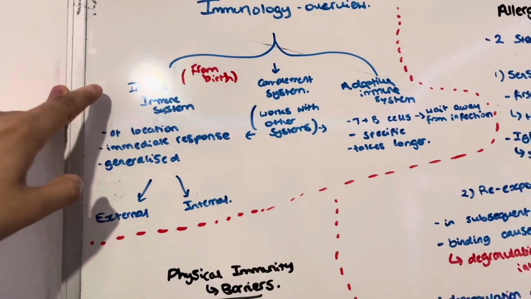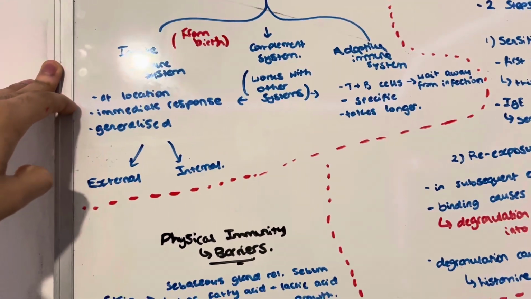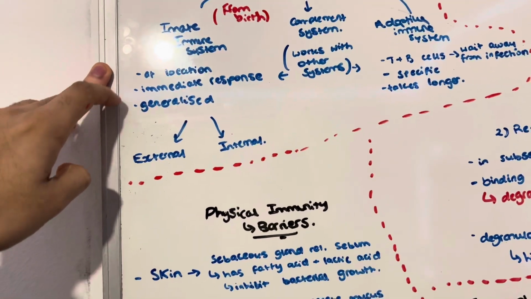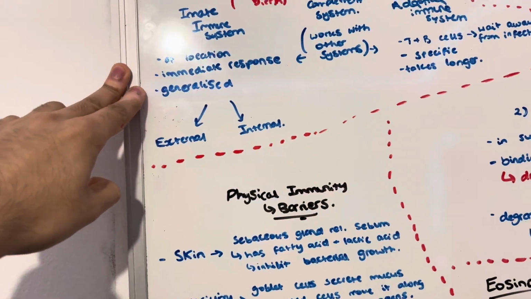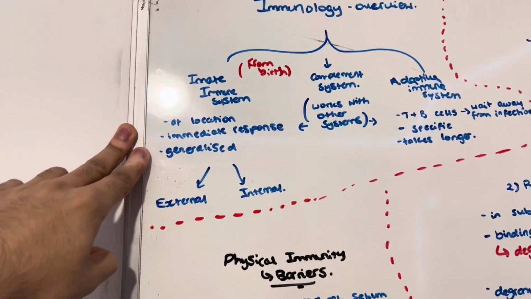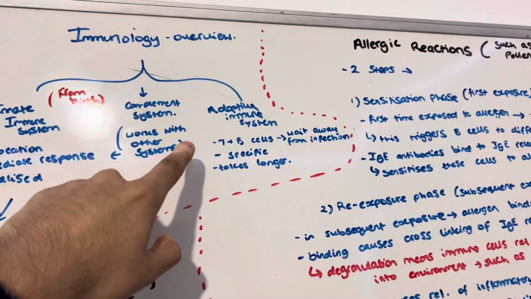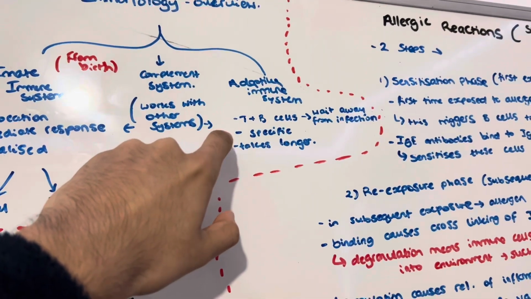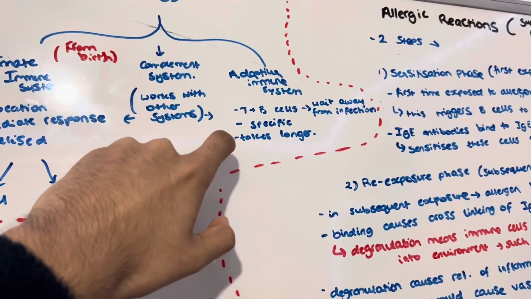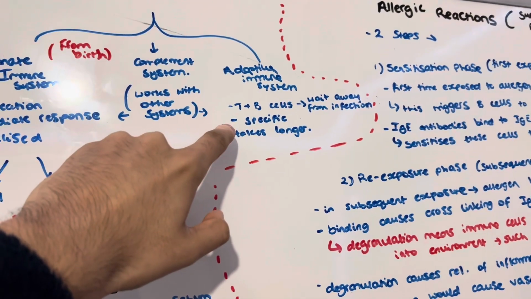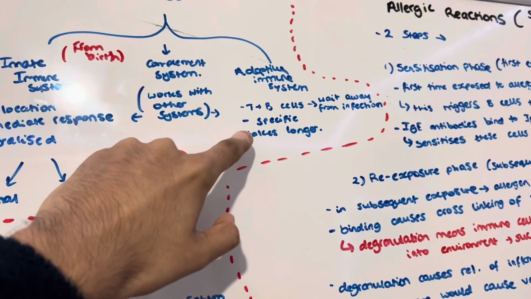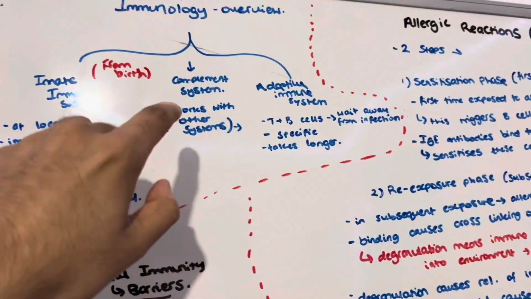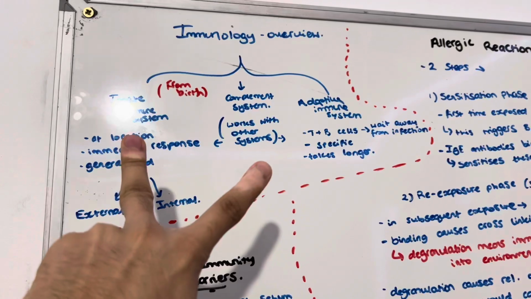Our innate immune system would be more at the location. It's quite an immediate response, it's very quick and it's very generalized, so it's not specific to any specific pathogen. Then we've got our adaptive immune system. Now this involves our T and B cells, which are both lymphocytes. This would happen also away from the site of infection. And the adaptive immune system is also specific, and for this reason it would take longer. And we've got a complement system, which works in line with the other two.